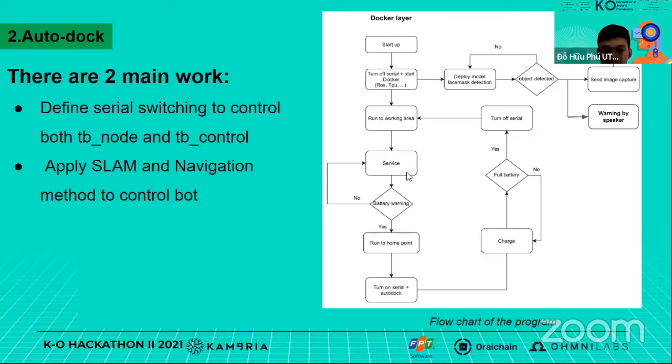While it serves, it will check the battery if it is low. So the bot will return to the home point, the point we set before, and charge until the battery is full and go to the workplace again.